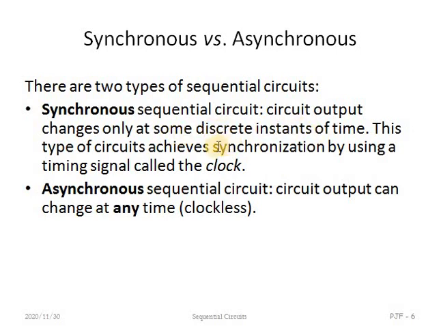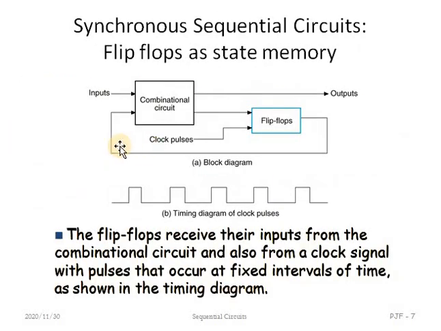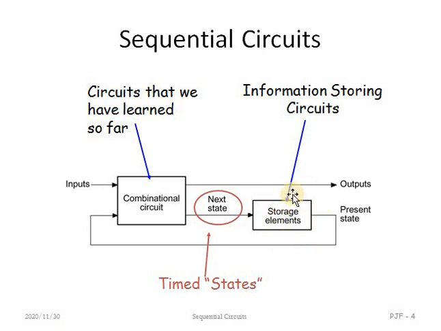This type of circuit achieves synchronization by using a timing signal called the clock. That is, a synchronous sequential circuit uses a clock pulse to control the storage elements. So to control the storage element, the synchronous sequential circuit uses the clock pulse. So where are the storage elements? See here, here is the storage element.